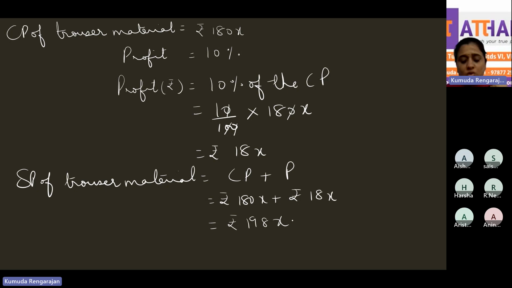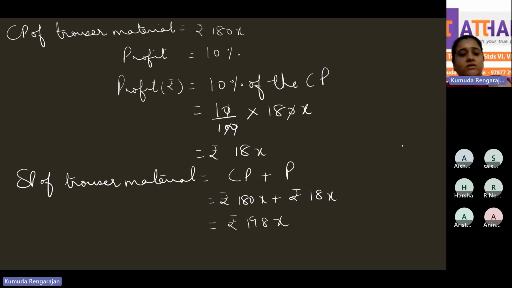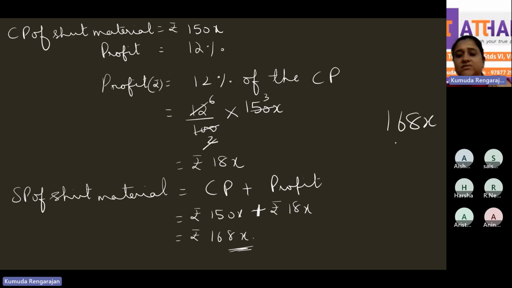Okay. So now he sold all the shirt material he purchased. And what's the money he's made? Selling price is the money he's made. He's made 168x rupees. He's also sold all the trouser material. And what's the money he has made? The selling price, 198x.